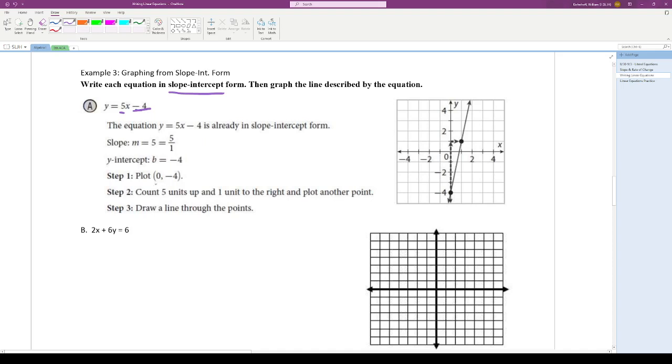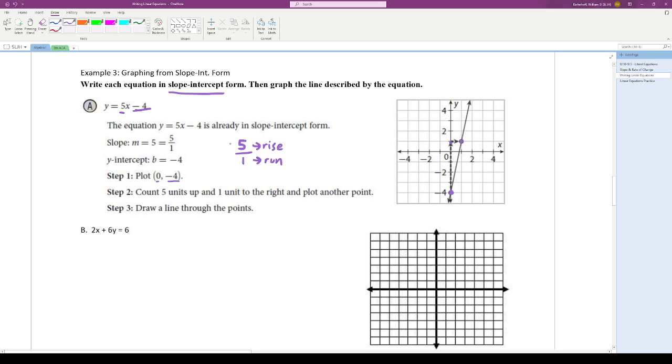We're going to plot the y-intercept first because that's an easy point. It's always on the y-axis at x equals 0, and we just go up or down a certain number. In this case, we've gone down to negative 4. That's this point right here. And then we're going to use our slope, this 5 over 1. Once again, we call this our rise over our run. We're going to go 5 up because it's positive 5: 1, 2, 3, 4, 5. So they drew this arrow here up to here. And then we're going to go over 1 to the right.